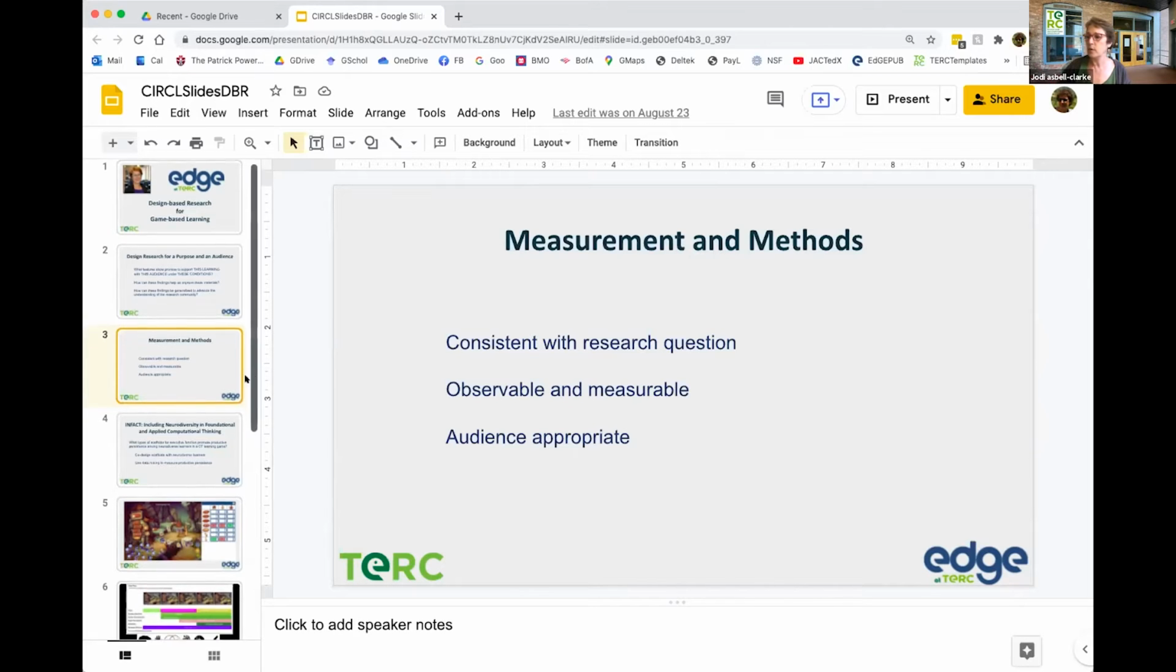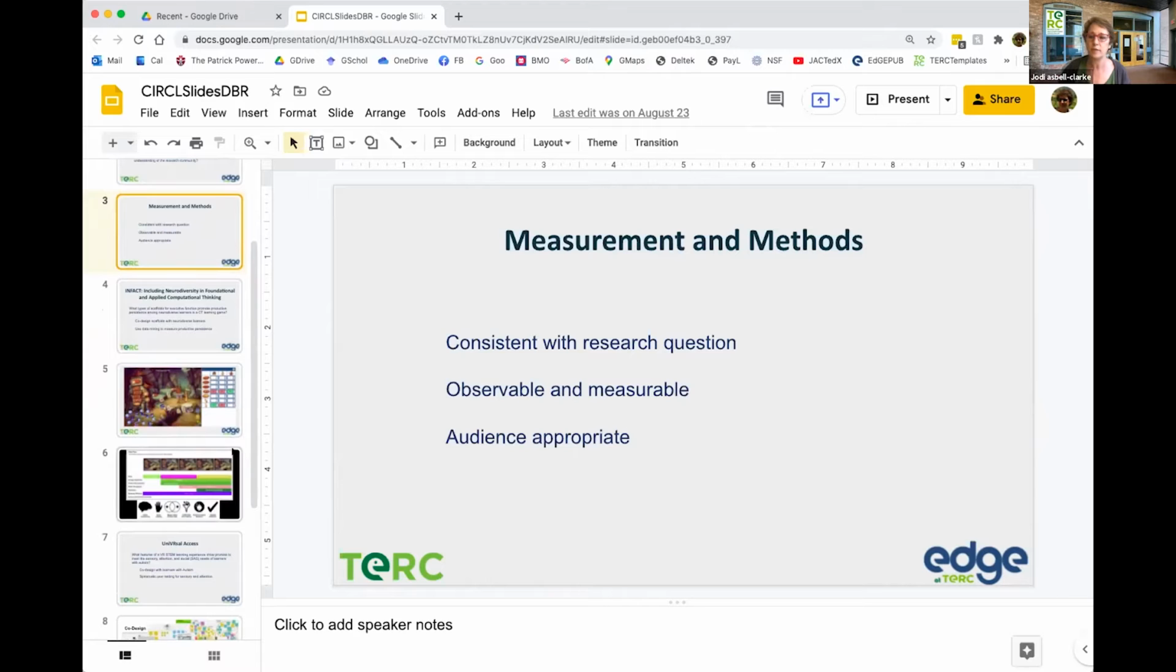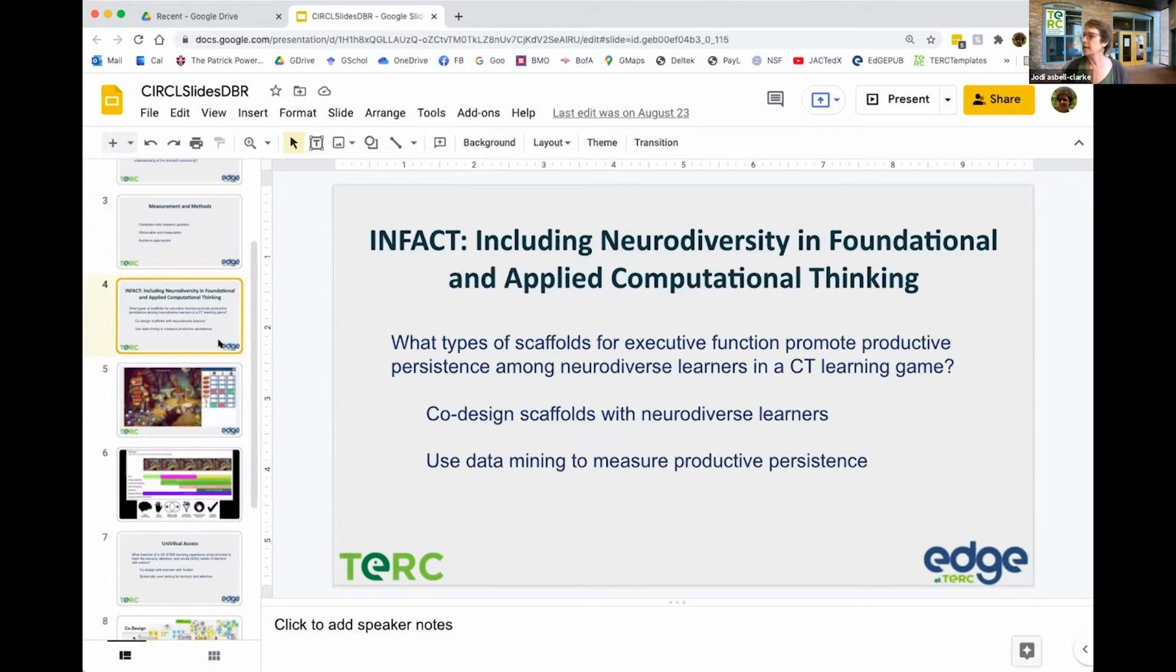And now I'm just going to go quickly through two examples of two different projects. One is the including neurodiversity and foundational applied computational thinking. So we've brought together leaders in computational thinking and in special education and cognitive psychology. I'm not even going to go into the reasons why, that's a whole other conversation, but leveraging the overlap between these two and figuring out what types of scaffolds for executive function will reveal the power of computational thinking for neurodiverse learners.